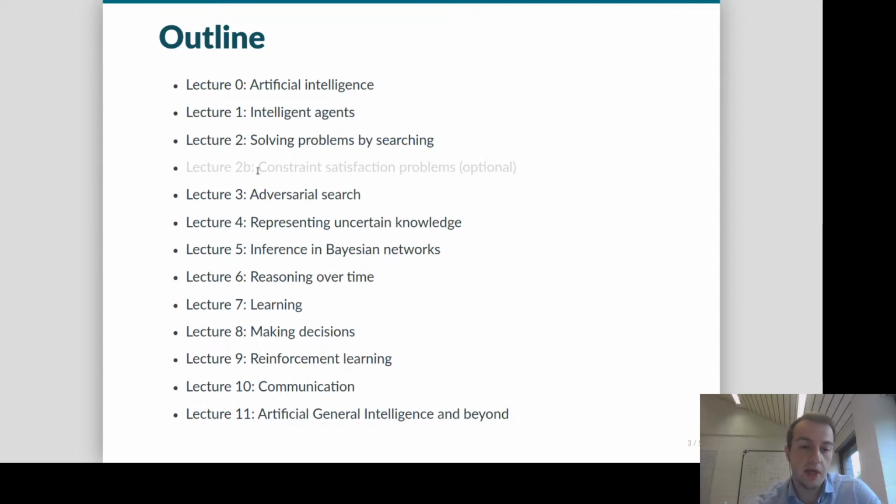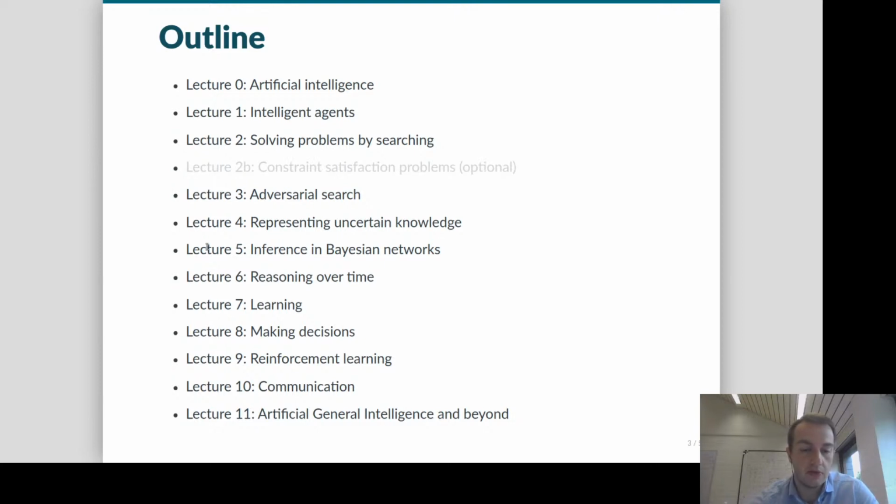Then we'll have a series of lectures which will involve uncertainty and probability theory. This will go from lecture 4 to lecture 7, and we'll talk about representing uncertain knowledge, inference in Bayesian networks, reasoning over time, and then finally we'll introduce some bits of machine learning. And then we'll join all these things together in order to implement rational agents that are able to make decisions under uncertainty. This will be the content of lecture 8 and 9 about making decisions, and then a very shallow or first introduction to reinforcement learning.